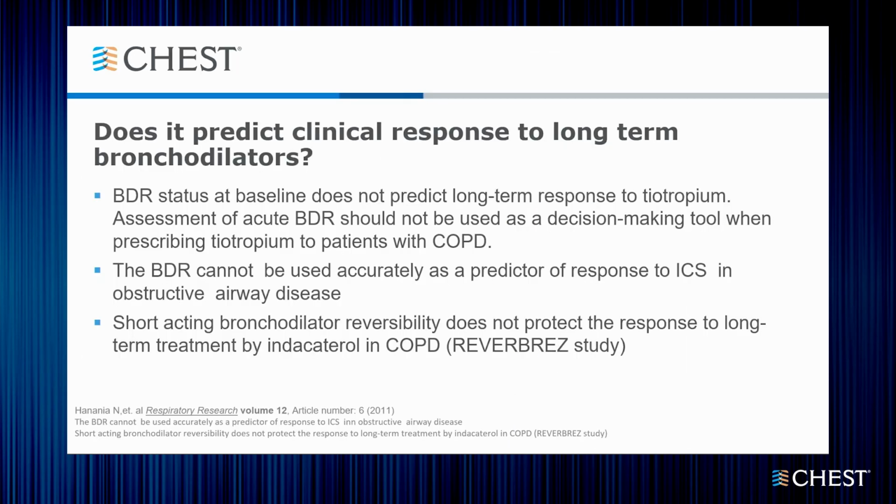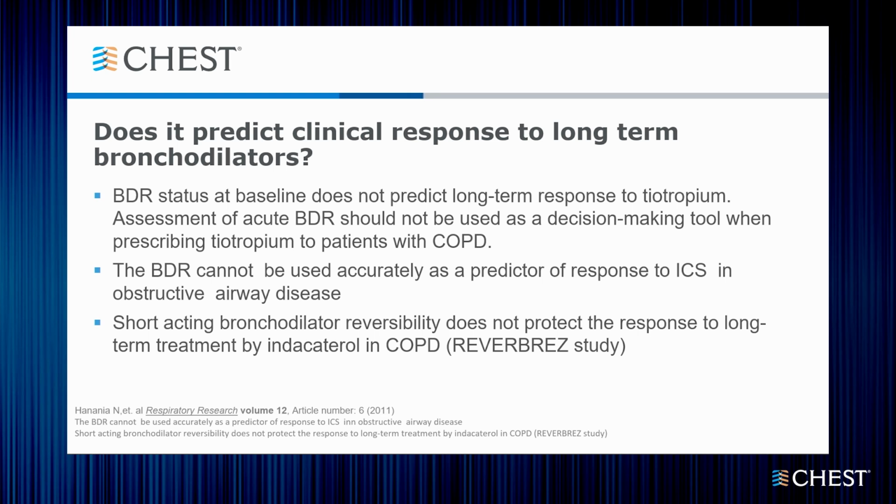Does it predict clinical response to long-term bronchodilators? Several studies have said no, it doesn't predict a clinical response. So Dr. Hanania, who's my mentor, who's here, did a study in 2011 that showed it does not predict a long-term response to tiotropium, that's Spiriva.